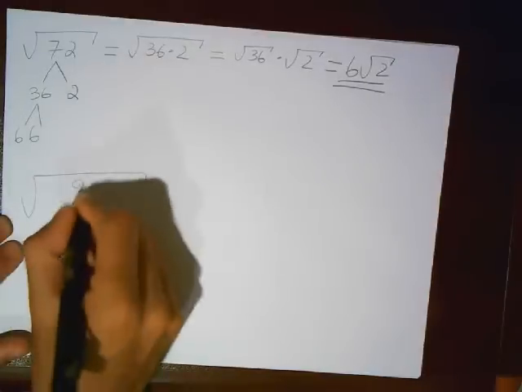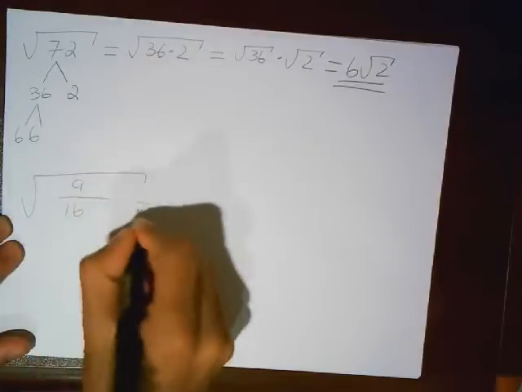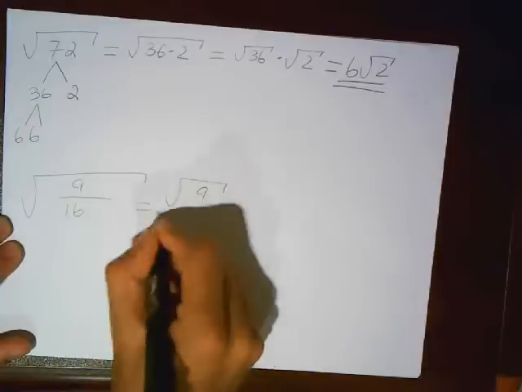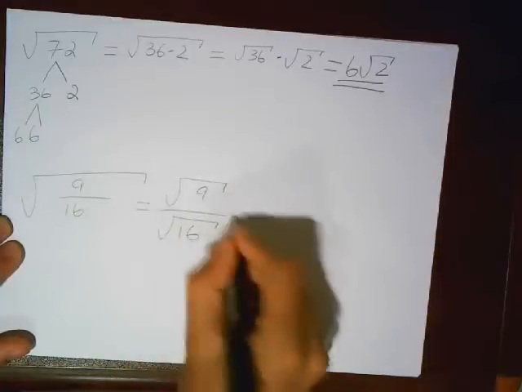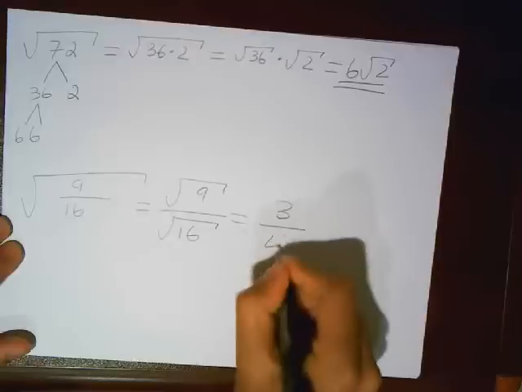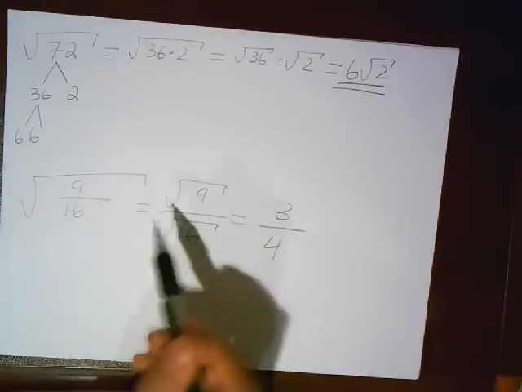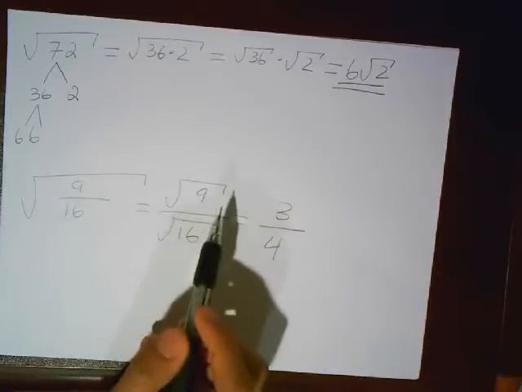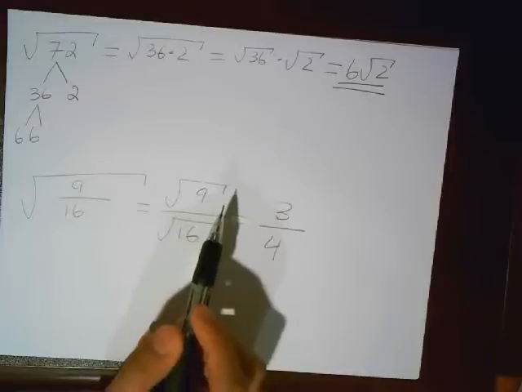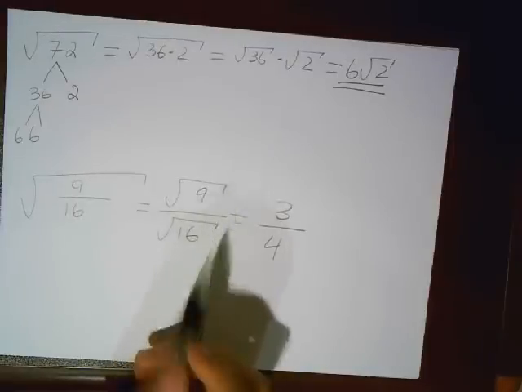The next problem says square root of 9 over 16. This is equal to square root of 9 over square root of 16, which we of course know as 3 over 4. So when you have a square root of a fraction, you can split it into square root of the top over square root of the bottom.